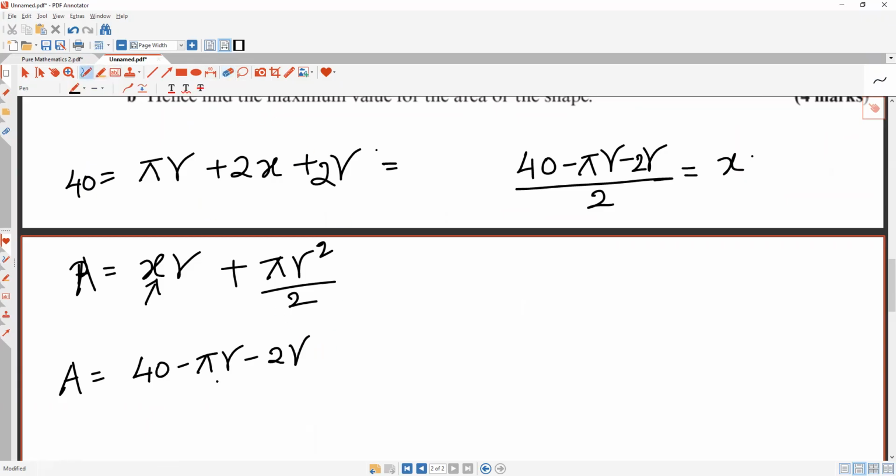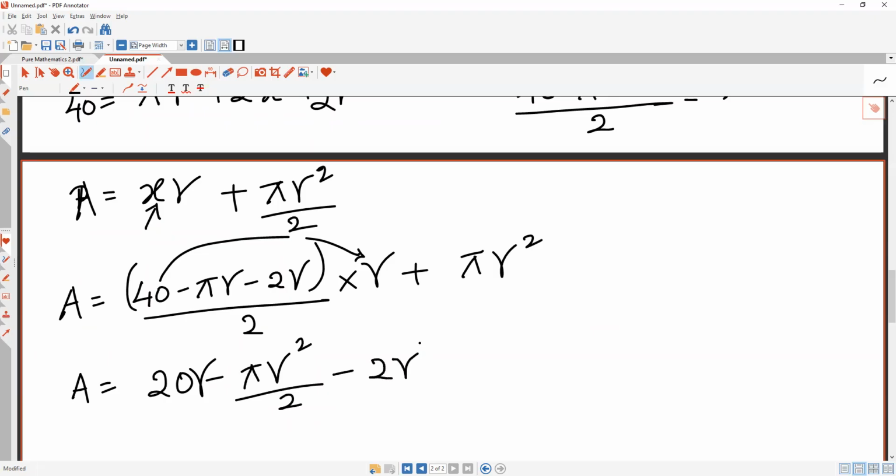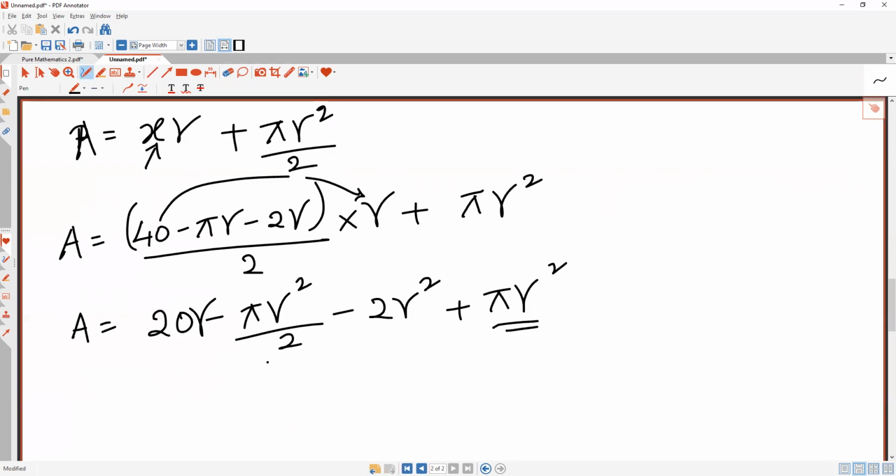Multiplied by r, plus pi r square. Here I am putting brackets, so now open all the brackets. If you open all the brackets, 40 divided by 2 is 20, so this is going to be 20r. Now pi r square divided by 2 is minus pi r square divided by 2, minus 2r square, plus pi r square. So pi r square minus pi r square is going to be 20r, plus pi r square minus 2r square is your answer.